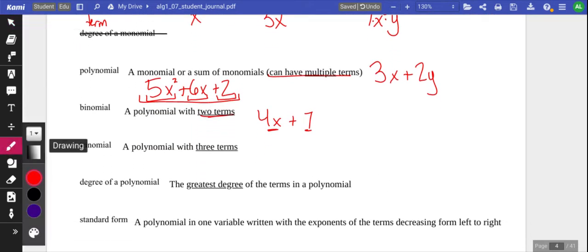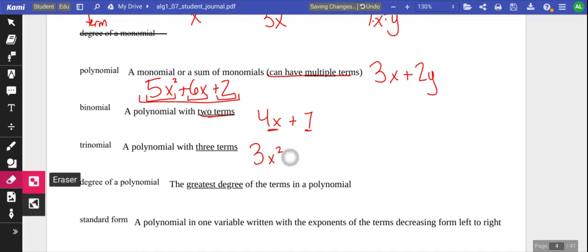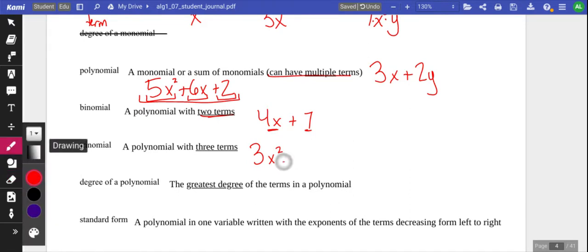A trinomial, you can probably guess, has 3 terms. So let's say we've got 3x squared. I'm only using pluses for some reason. Let's do minus 5x minus 4. I've got 3 terms. I've got this 3x squared. Here I'd probably call this term a negative 5x and then a negative 4, right?